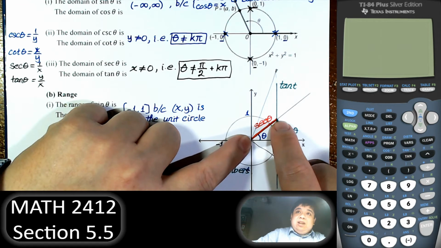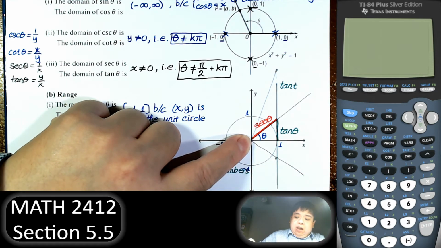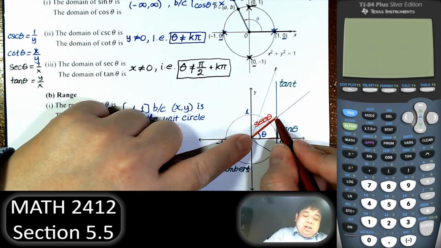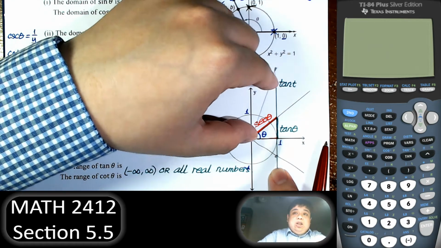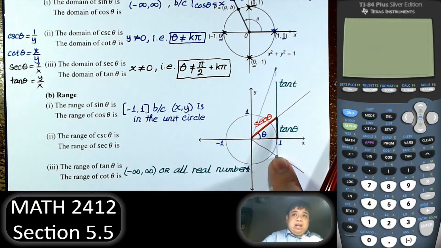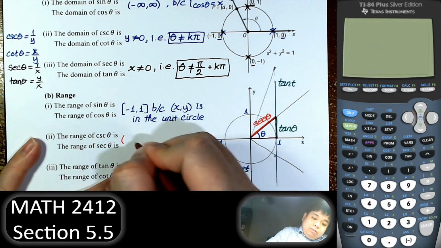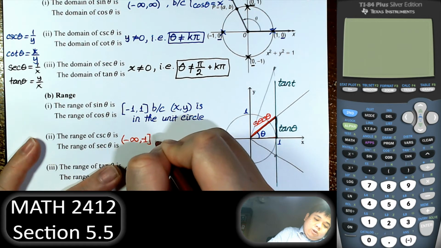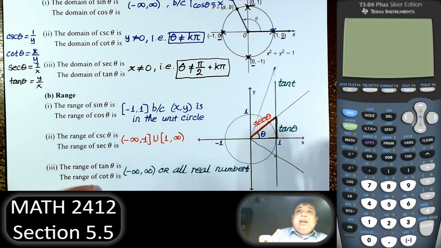The length of the secant will have to be a point at least on the outside of the circle. The best case scenario will be right here, where secant is equal to 1. But other than that, if we have a point on the tangent line here, connect to the center, it is always bigger than 1. If it's down here, it will be smaller than negative 1. So in that case, the range will be negative infinity to negative 1, or from 1 to infinity.